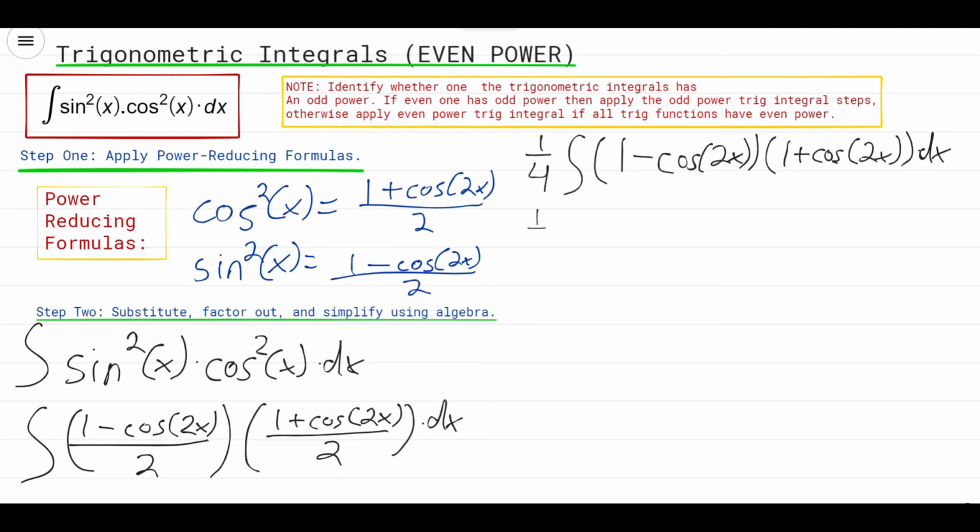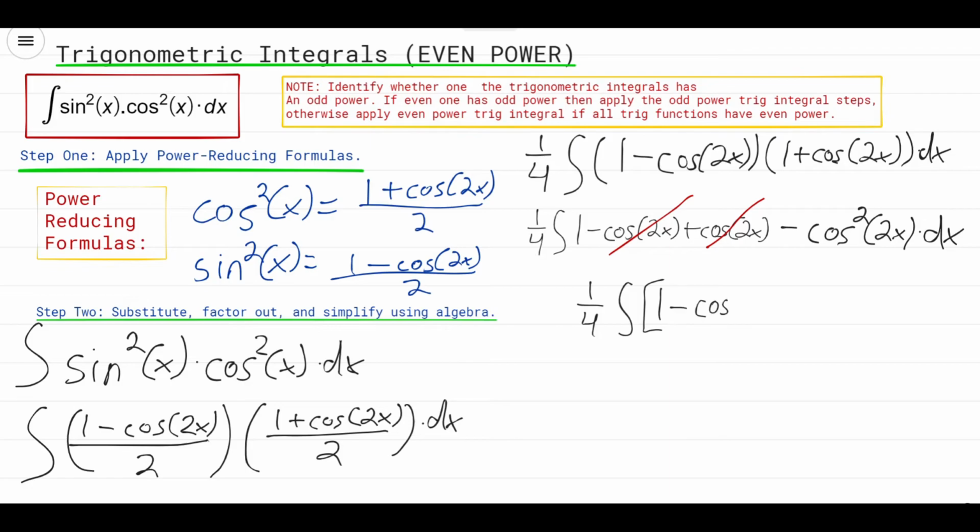So now I'm going to simplify this. I'm going to FOIL these out. I'm left with 1 minus cosine of 2x plus cosine 2x minus cosine squared of 2x times dx. And all I did right there was just FOIL it out. And I know these two inside terms will cancel each other out. So in essence, I'm left with 1 minus cosine squared 2x times dx.